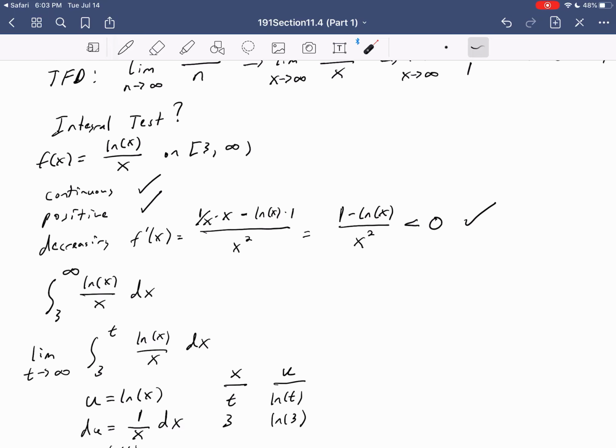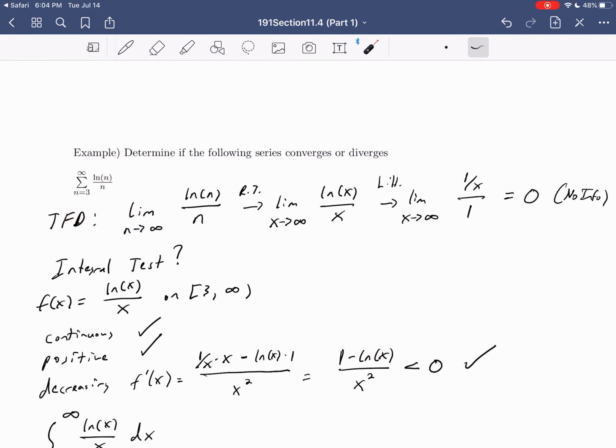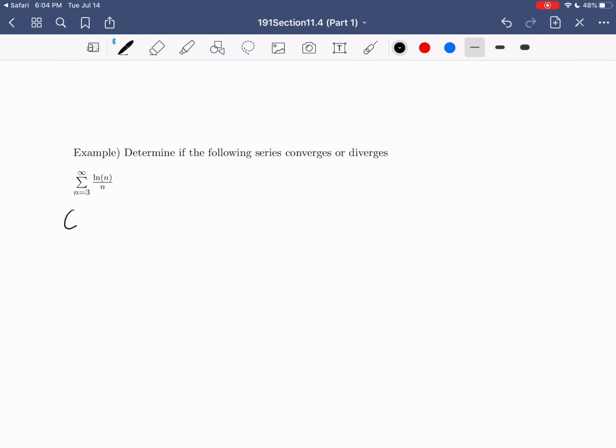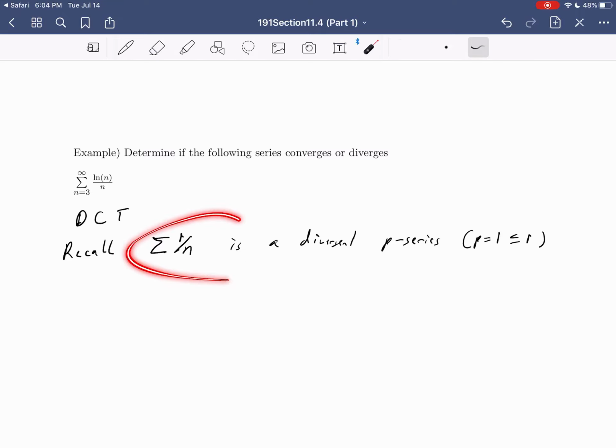Let's see a much easier way to approach this using our new comparison test. So let's try this direct comparison test, which we'll often abbreviate as DCT. Recall that the sum of 1 over n, and sometimes when I'm doing comparison tests, I'll omit the starting spot and the infinity as shorthand notation, is a divergent p-series, because p equals 1, which is less than or equal to 1. This is something we actually showed using the integral test.